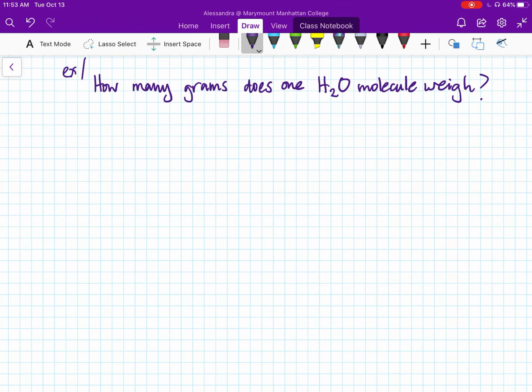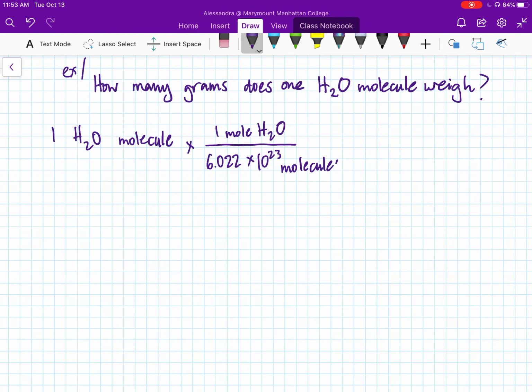How many grams does 1 water molecule weigh? So now we're going to start with the water molecule and kind of work our way towards how much it weighs. 1 water molecule we can relate to the number of moles, because we know Avogadro's number tells us that in 1 mole of water, there are going to be 6.022 times 10 to the 23rd molecules of water. Okay, because 1 mole of anything contains Avogadro's number of that thing. And that will enable us to cancel out the number of molecules and be left with moles.